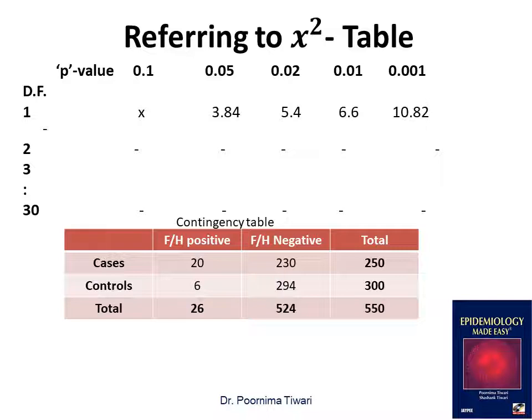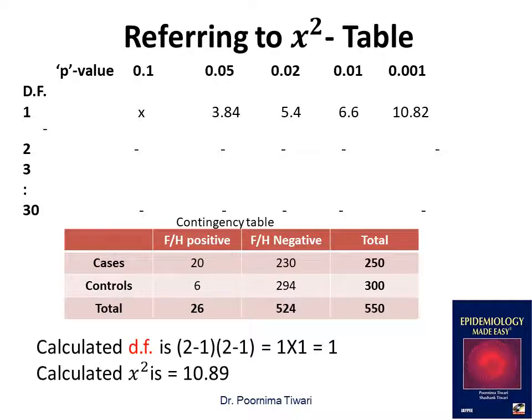In this slide we will demonstrate how to refer to the chi-square table. We can see the contingency table below, where we have entered the values in the given 4 cells. The degree of freedom has been calculated to be 1. Why? Because we consider these 4 cells which contain the actual data. You can see the remaining cells have only totals in them. So the 4 cells are distributed in 2 columns and 2 rows.